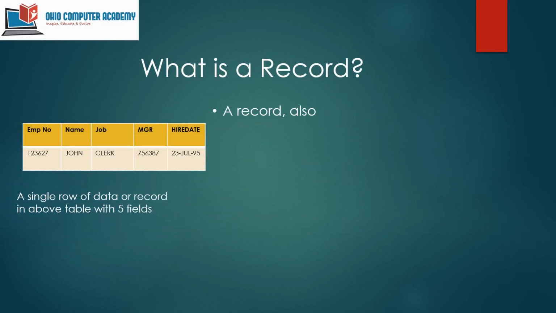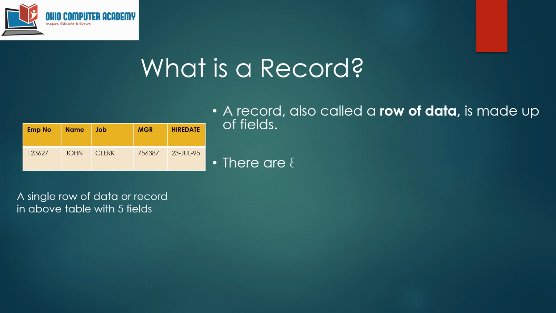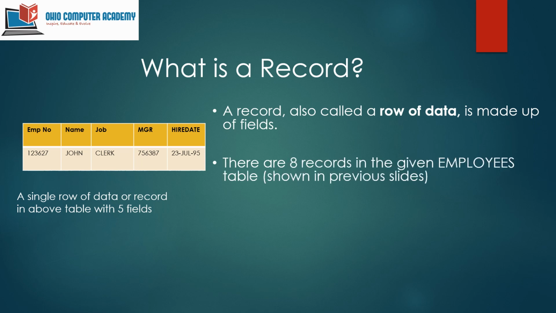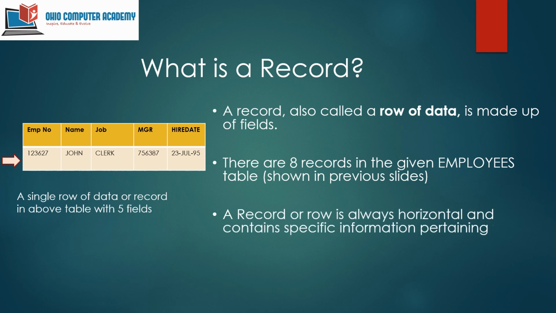A record or a row of data is made up of fields pertaining to an individual employee in this table. There are altogether 8 records in the sample employees table shown in the previous slides. Each record is presented horizontally and is unique to each employee in the table. An employee record is referenced by a primary key, which is the employee number here.